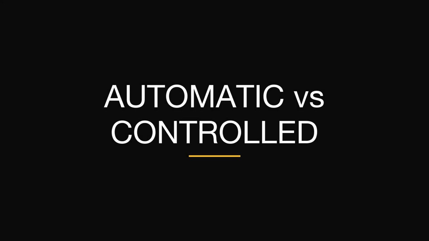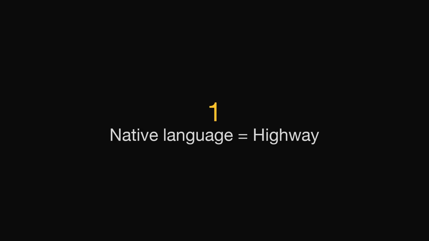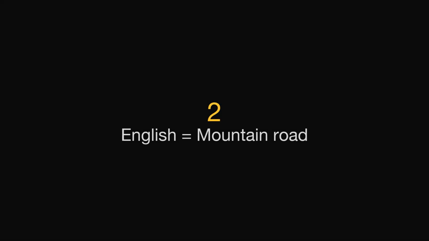Here's what's actually happening inside your brain during these moments, and why understanding this will change everything for you. When you speak your native language, your brain operates on what neuroscientists call automatic processing. The pathway from thought to speech is like a well-traveled highway, smooth, fast, and effortless. But when you switch to English, your brain shifts into controlled processing mode. Suddenly, that highway becomes a narrow, winding mountain road, where every turn requires conscious attention.